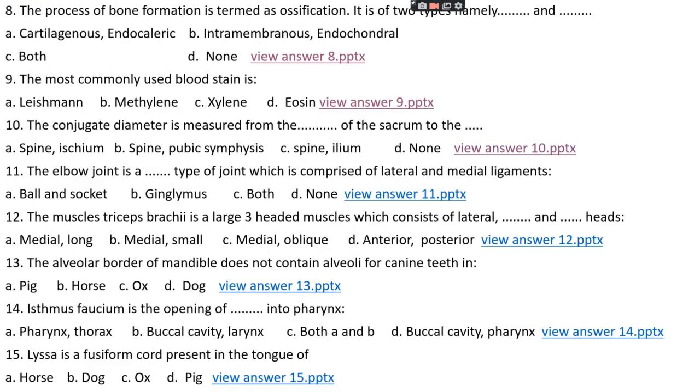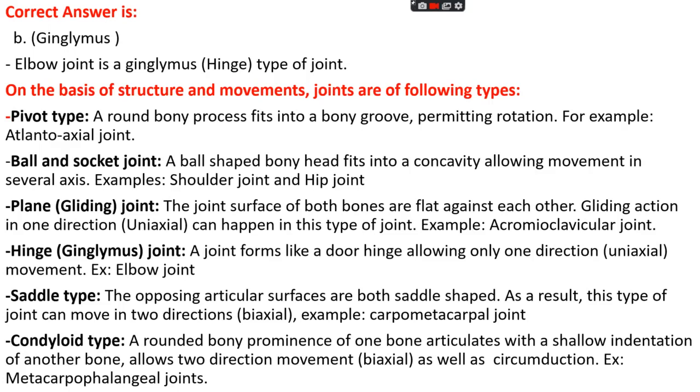Question number 11. The elbow joint is a dash type of joint which is comprised of lateral and medial ligament. Option A, ball and socket joint. Option B, ginglymus joint. Option C, both. Option D, none. The right answer is option B, that is ginglymus joint. Okay, elbow joint is a ginglymus, that is a hinge type of joint.